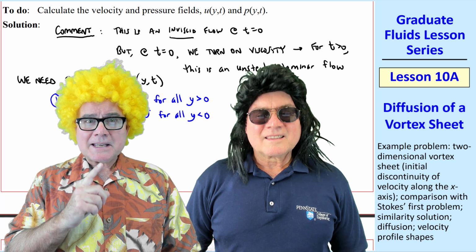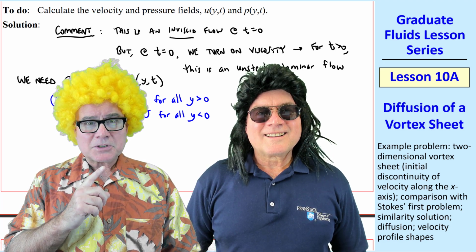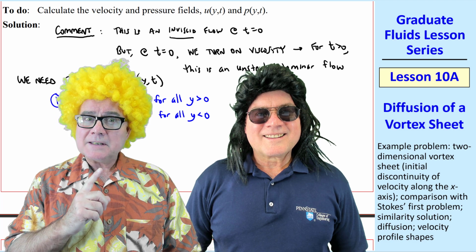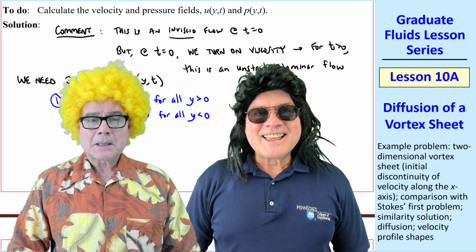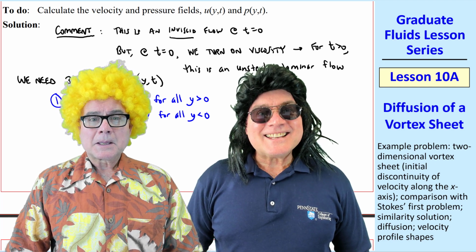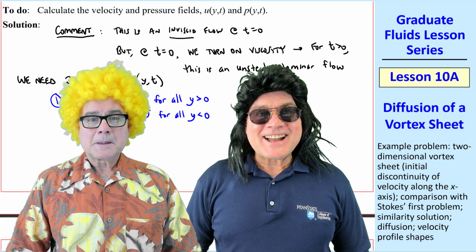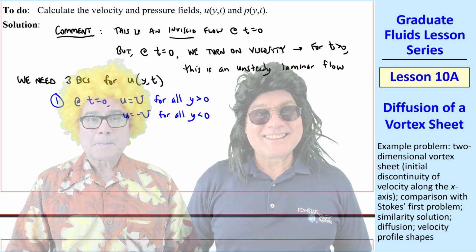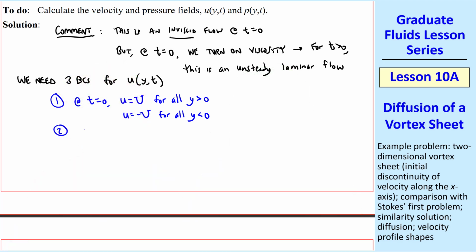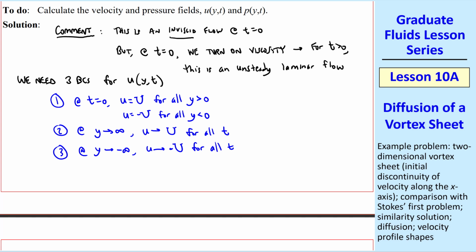Well, since the flow is infinite, lowercase u must approach uppercase U as y approaches infinity. Right, Boris. What about the second one? Dude, that one's easy. As y goes to negative infinity, little u has to approach negative big U. Right, Joe. And these two boundary conditions apply for all time. I'll write them out here. As y goes to infinity, u goes to capital U for all time. And as y goes to negative infinity, u goes to negative capital U for all time.